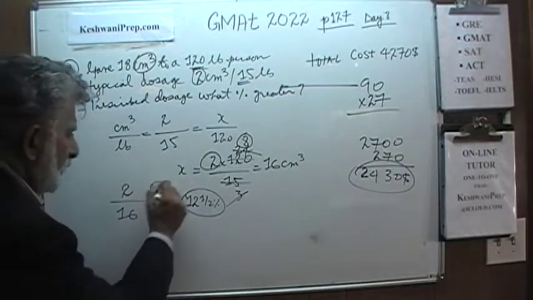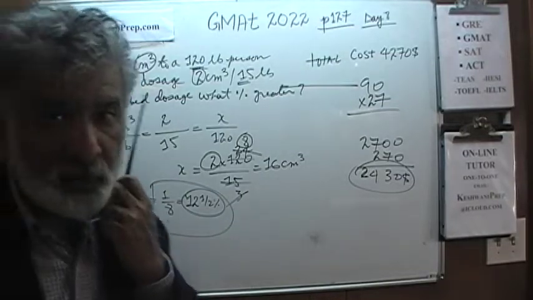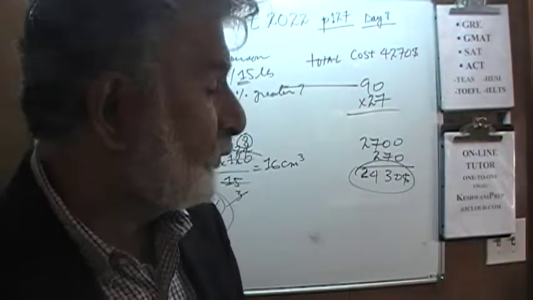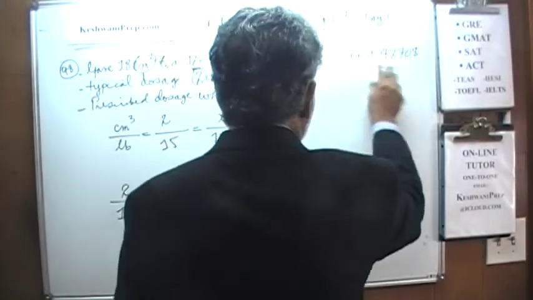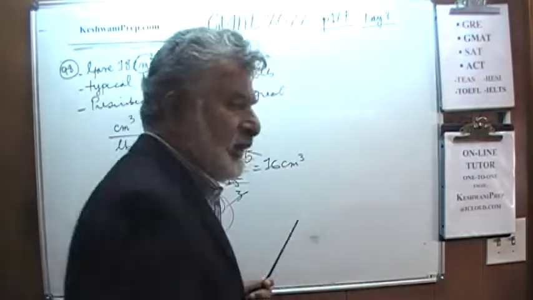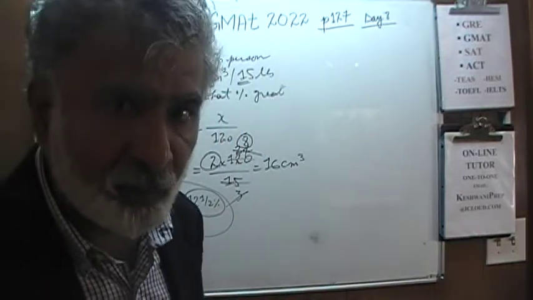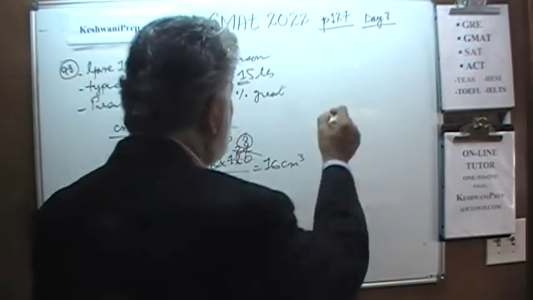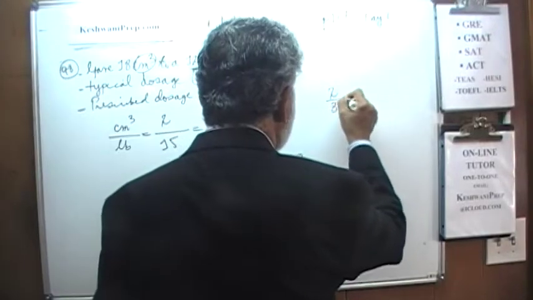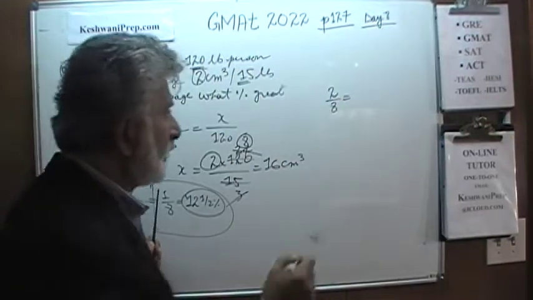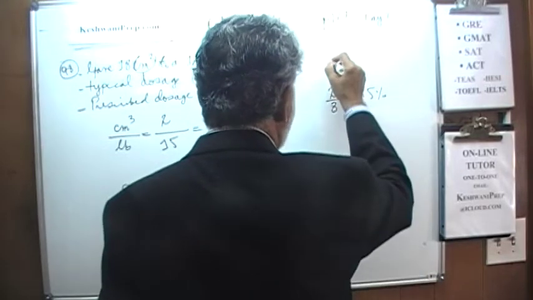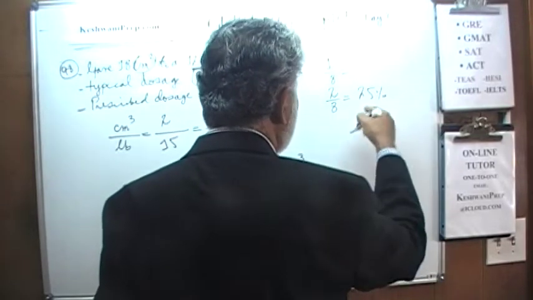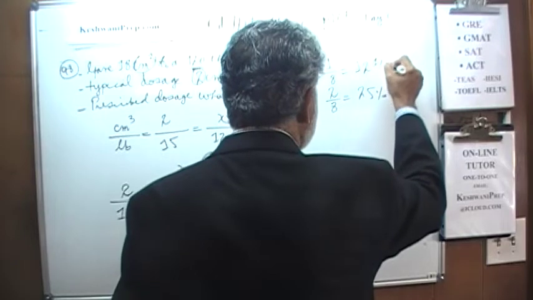If you do not know your eighths, it's time that we learn it. You have to know your eighths by heart. And if you like, we can take about 30 seconds to learn our eighths. It's not that difficult. We know 2/8, which is 1/4, is 25%. Well, if 2/8 is 25%, 1/8 must be half of that, which is 12.5%.